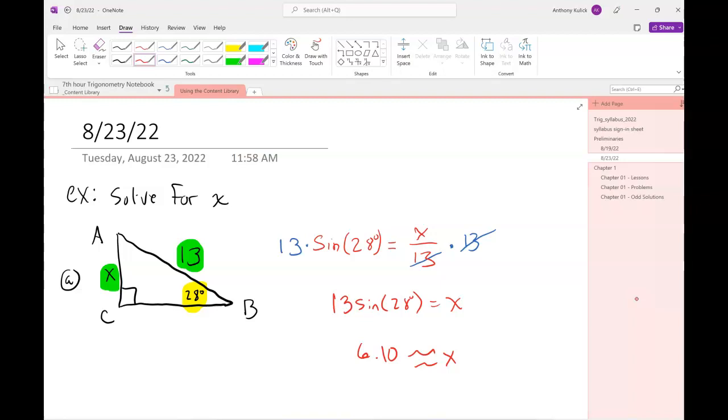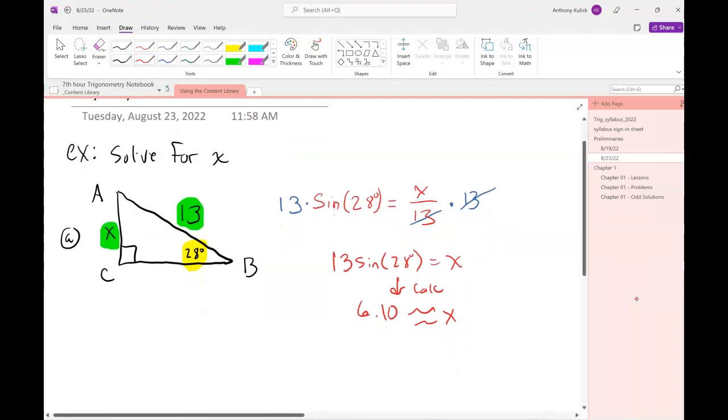Everybody's okay with that? And since these are notes, I'm just going to write in that to get to that number, I just used my calculator. What if instead I had asked you to round this to the tenths place? So you just write 6.1, right? Everybody's cool? Okay.